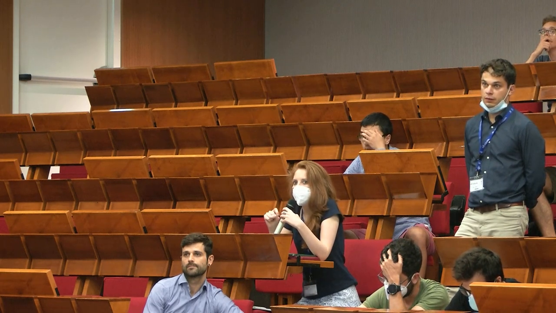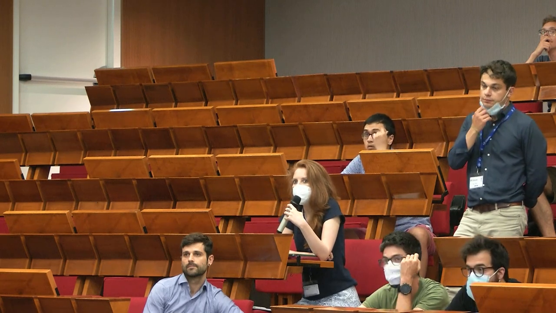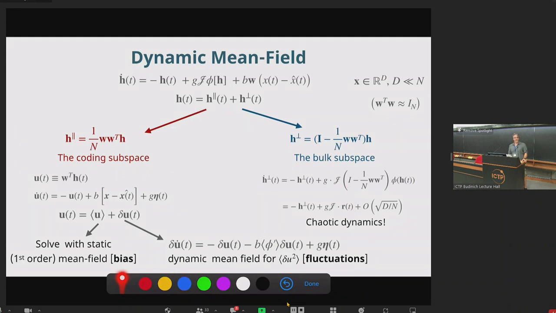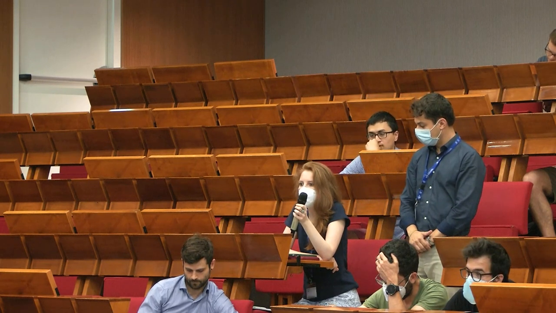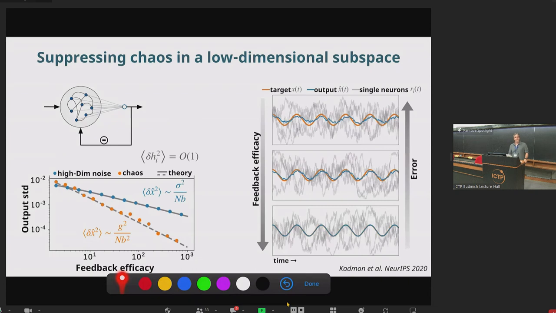So yes, right here. Okay, the eta term comes from the bath, the chaotic bath. The contribution of this part of the coding subspace is negligible, so I can solve the dynamic mean field for the bulk while ignoring the coding subspace, because the contribution is just of order square root of d over n, and d is much, much smaller than n. So here we get chaos. Once we have the chaos here and the autocorrelation function of the activity in the bulk, eta is basically that autocorrelation. So it's not Gaussian noise. Okay, this was my Gaussian question. So actually, what I was referring to comes from the fact that the autocorrelation of the difference from Gaussian noise is not Gaussian. Thanks.